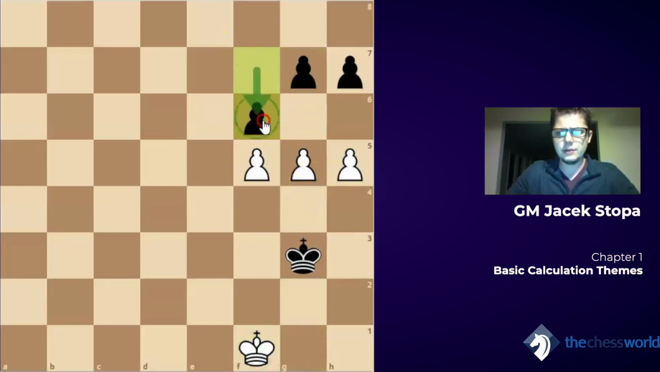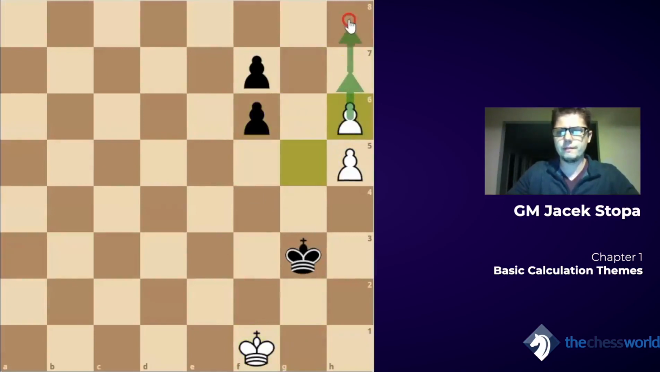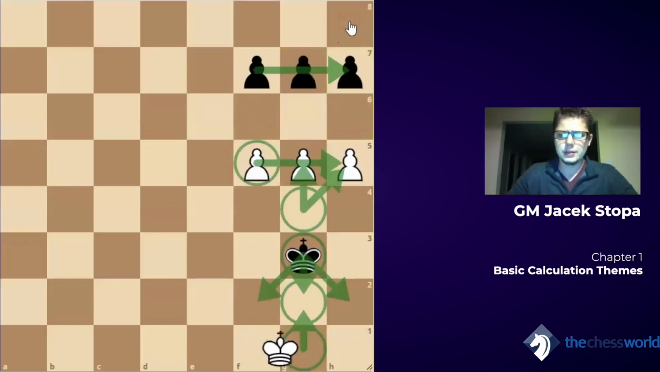Well, black has to be careful because, for instance, f6 will be pretty unlucky here. Again, breakthrough and winning. Same thing against h6. And there's f6 winning as well. So this is something to keep in mind. This is important. And let us now jump into the second example.